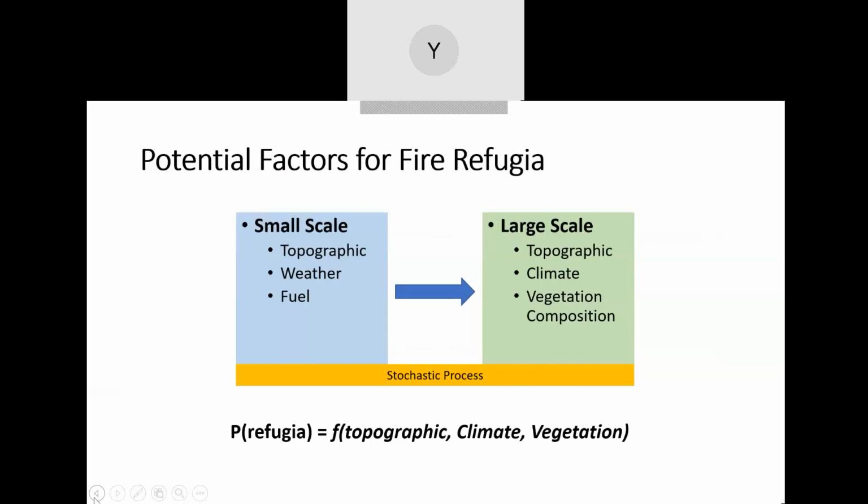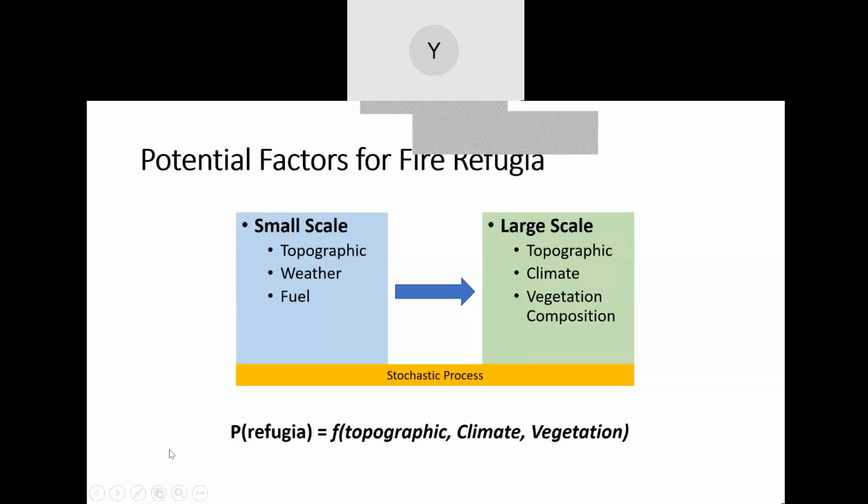There are many different factors that can affect fire refugia. The first we show is low frequency and low severity, that's one aspect of it. The other is whether it's a predictable refugia or a stochastic refugia. On top of that, there is another aspect, ephemeral refugia. Given a refugia for one fire, it is not necessarily a refugia for a different fire. So there's ephemeral and persistent.